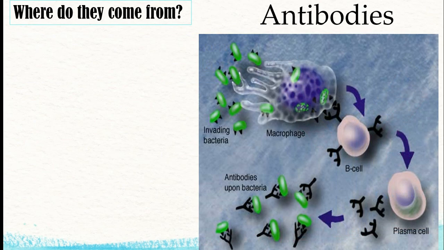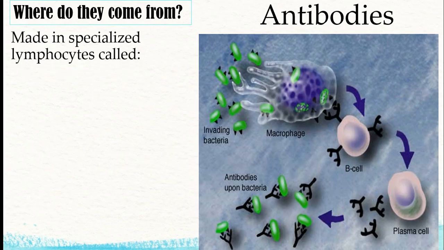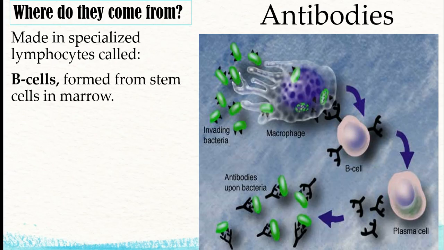All right, where do they come from? They're made in specialized lymphocytes, okay? Once again, we have our lymphocytes. Here's a giant macrophage right here. We're going to be looking at plasma cells and B cells, okay? The B cells, now this is not T cells, right? This is B cells, but still a specialized lymphocyte. They're formed from the stem cells in the marrow. So here's our plasma cell; a stem cell in the marrow will form a B cell, okay?